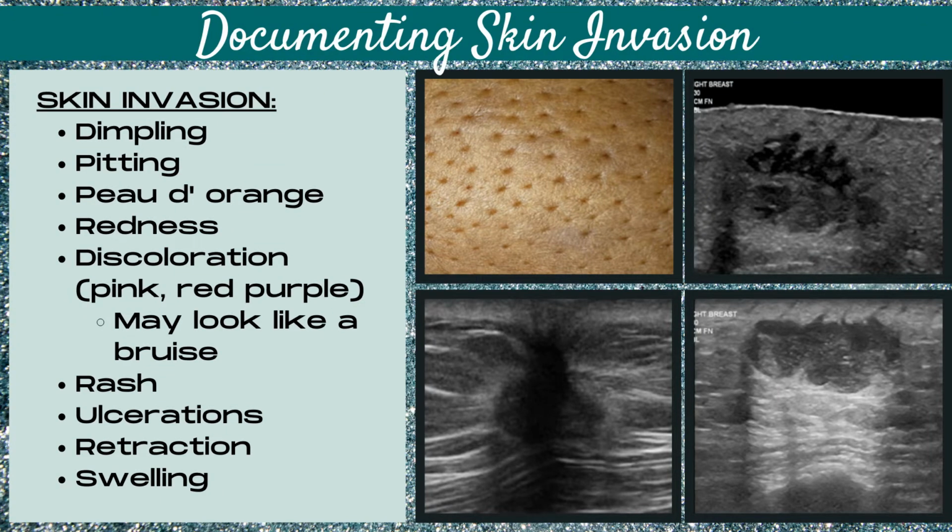And this is when your mass has invaded the skin layer. And clinically, the skin is going to have a dimpling or pitting appearance, like an orange peel, the peau d'orange skin appearance. You may see a discoloration of the skin, redness, purplish. Sometimes it can even look like a bruise, possibly a rash, possibly some ulcerations, retraction of the skin. All those are features that there might be some sort of skin involvement.